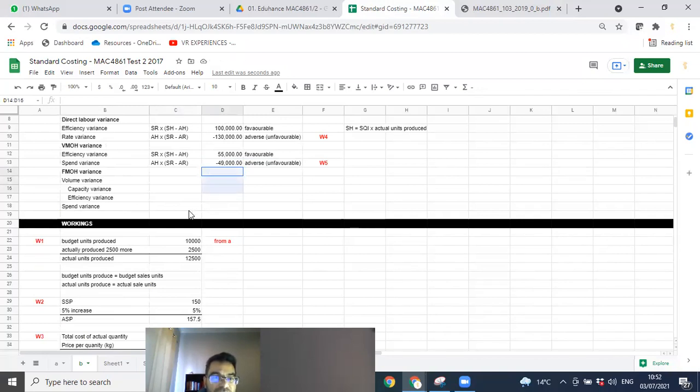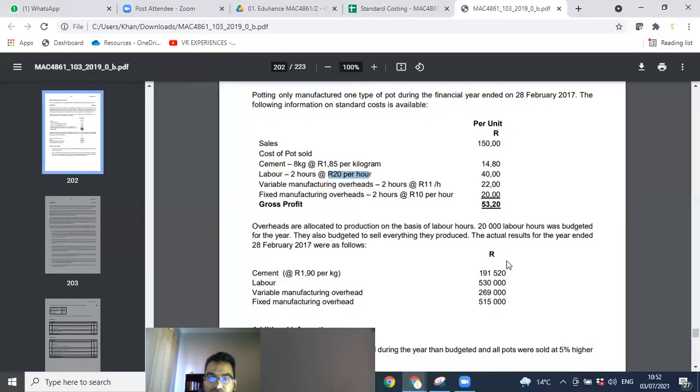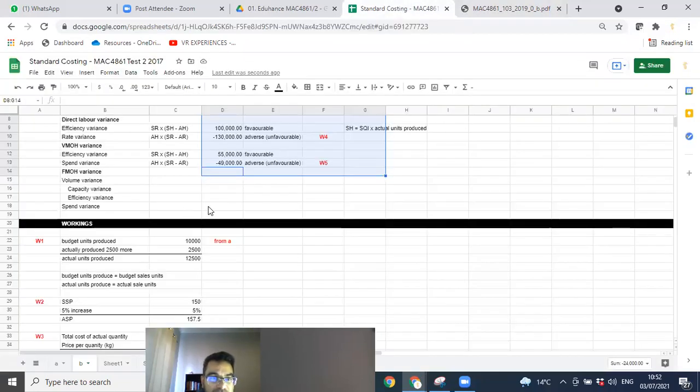Now for the spend variance, the spend variance is simple. You simply take actual versus budget. Remember fixed overheads, so this is budget minus actual. By definition, fixed overheads do not change relative to output. So you're simply going to say budget, which was 200,000, minus actual, which is 515,123. Huge difference. So this is adverse, unfavorable.